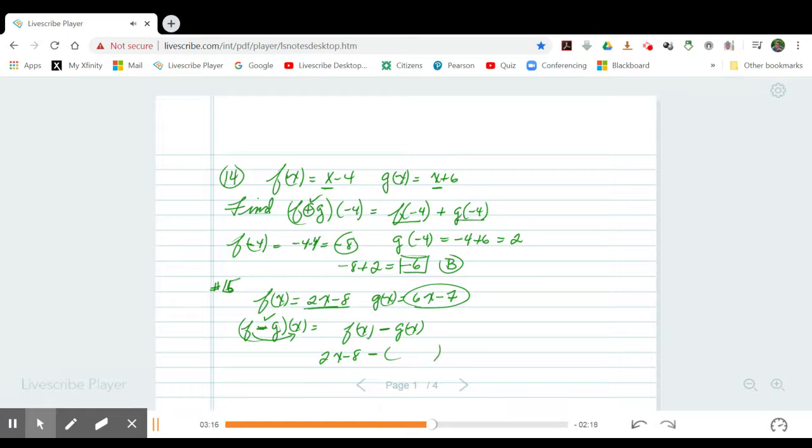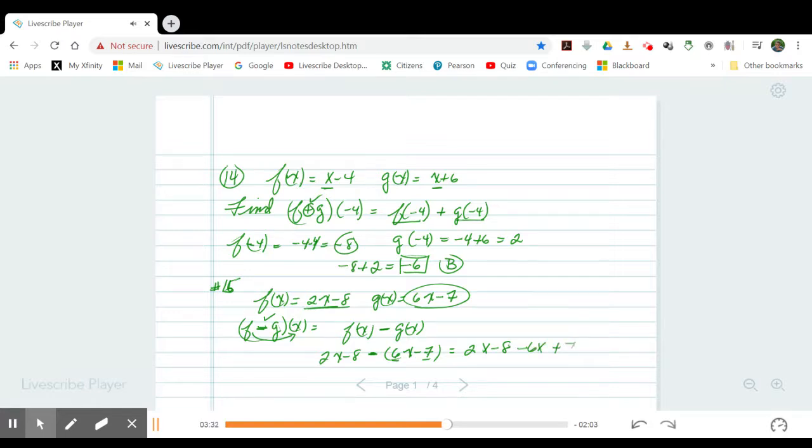A negative times a negative is a positive. Combining like terms here, you end up with a negative 4x minus 8 and a positive 7 is a minus 1. And as you can see, it's answer A.